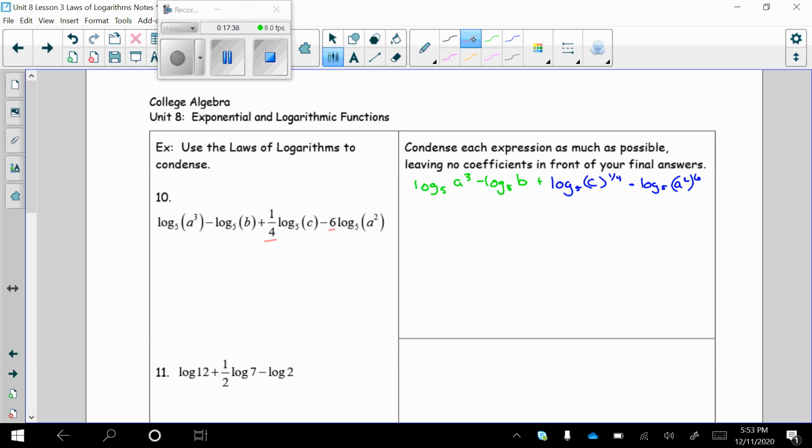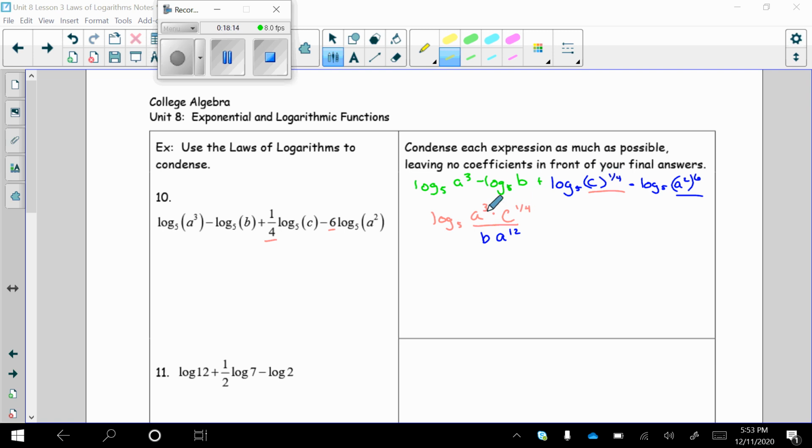All right. The next thing I do is anything that is being subtracted needs to be divided, and anything that is being added should be multiplied to the top. So I'm going to rewrite this as log base 5 of a cubed times, and then this is being added c to the 1/4 divided by, and I have subtraction here, so there's a b, and then there's an a to the 12th. I'm going to go ahead and rewrite that as such.